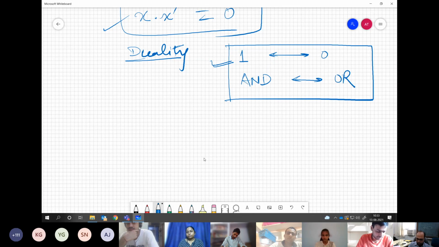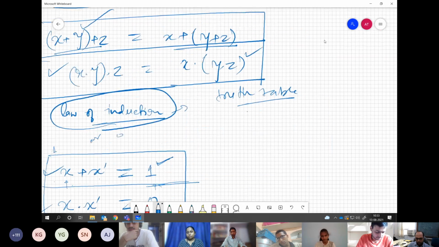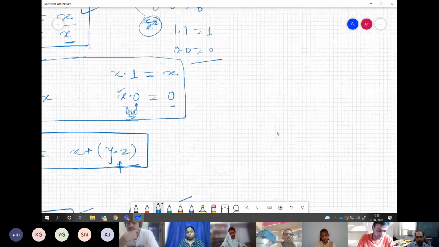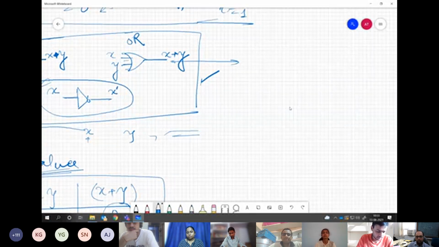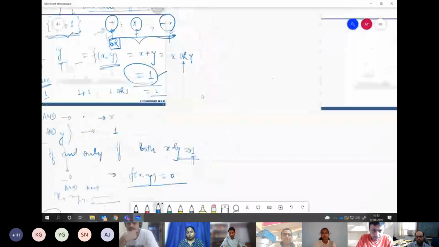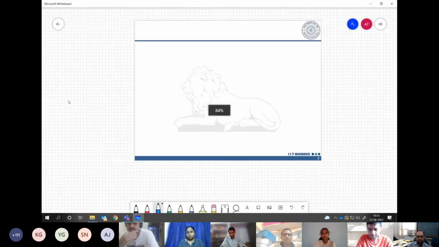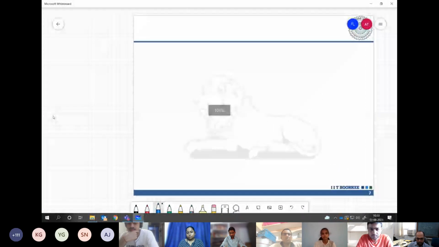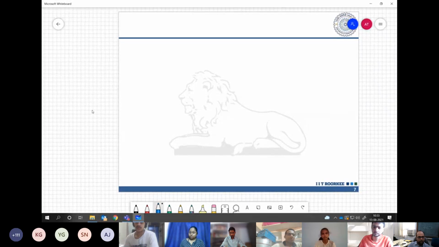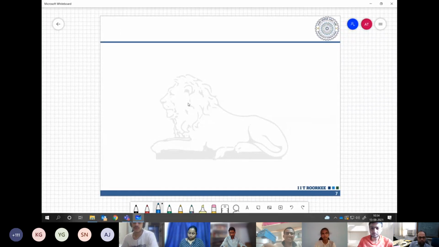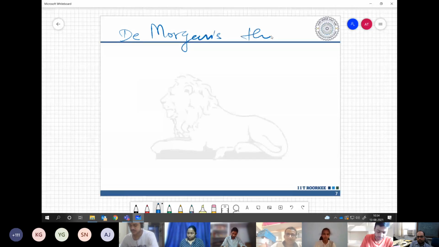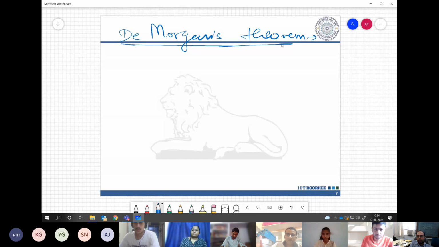Now, a little bit important, and because someone got this, they have given it their name also. So that is called De Morgan's theorem. Have you heard about this? What does it say?